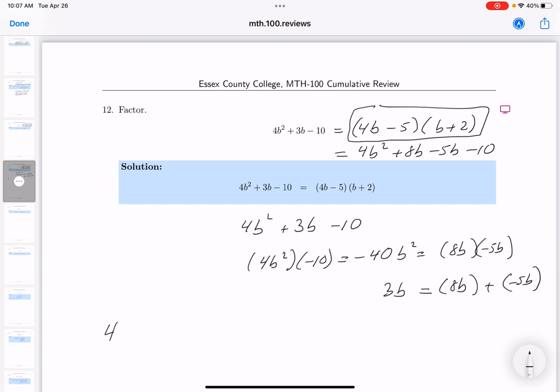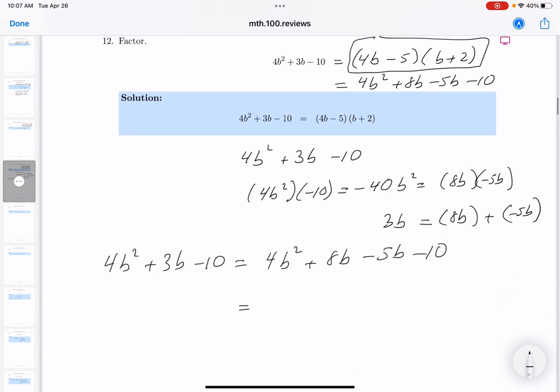Then what do they do? They rewrite this 4b squared plus 3b minus 10 in 4 terms, and those 4 terms are as follows: 4b squared plus 8b minus 5b minus 10. They're going to factor by grouping now. The first 2 terms, a common factor of 4b comes out, and we're left with b plus 2. The second 2 terms, a common factor of minus 5 comes out, and you get b plus 2. I have 2 terms now, common factor is b plus 2. What's left over? 4b minus 5.